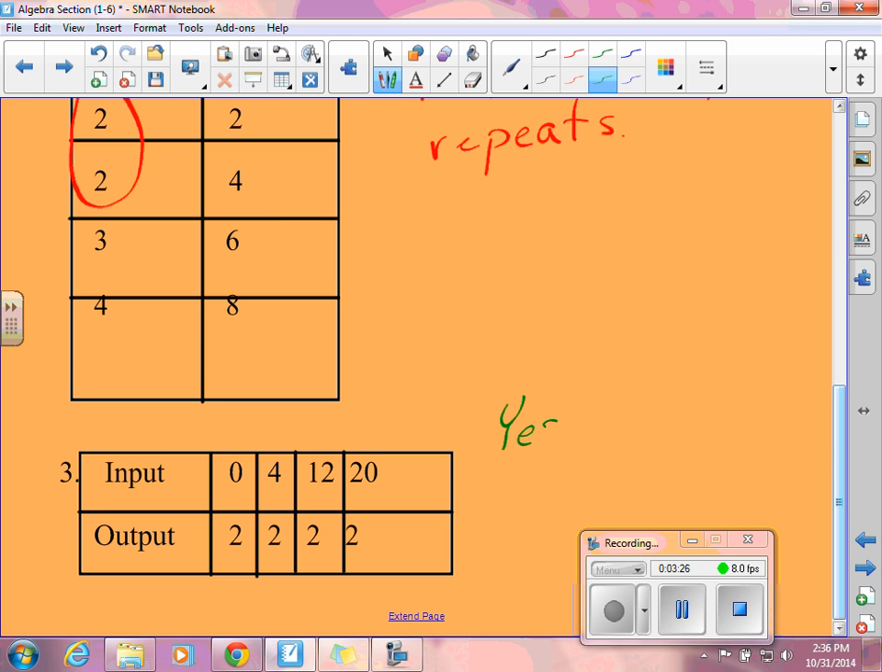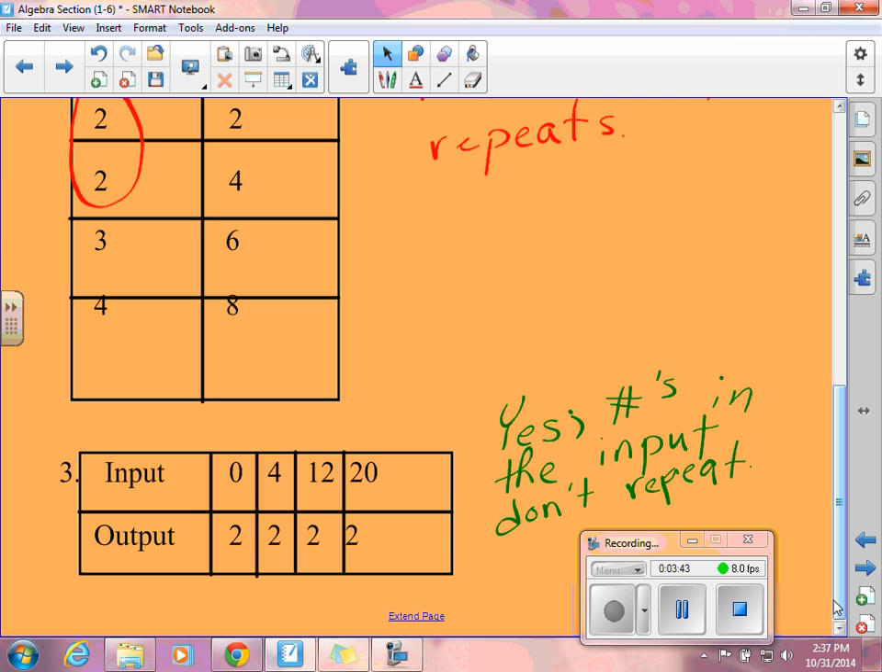Numbers in the input don't repeat. Now you'll notice that the numbers in the output do repeat. That's okay. All I'm taking a look at is the input. The input, the numbers cannot repeat for this to be a function. Again, it's a special type of relationship. And we'll talk more about that as we go, because there is more to it than that.